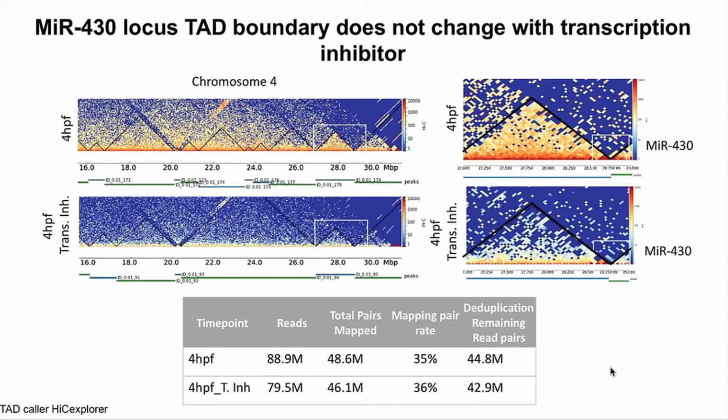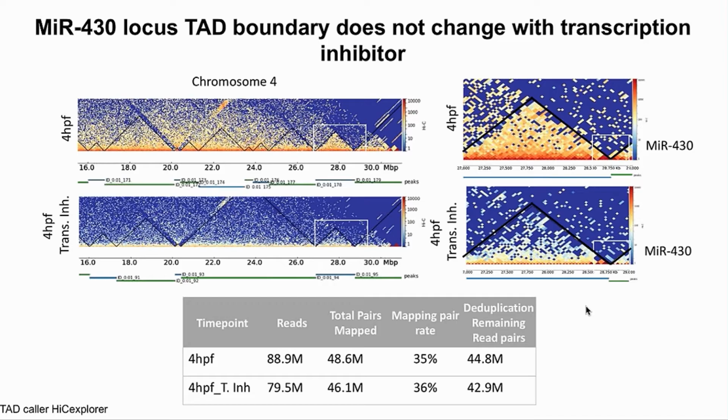And what we've added here is an inhibitor of transcription at 4 hours post-fertilization. So we eliminate Pol2 transcription. And if you look at the MIR430 locus at the right, we still see it present as a boundary element. So this might be consistent with the boundary not relying on transcription per se, but it might rely on the chromatin features, modifications, bound factors, et cetera, that might help establish that boundary at that time. But again, this is preliminary data.